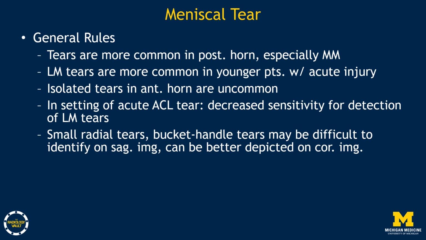In the setting of acute ACL tear, there is decreased sensitivity for detection of lateral meniscus tears. Small radial tears and bucket handle tears can be difficult to identify on sagittal images, so make sure you pay attention on coronal images as well.